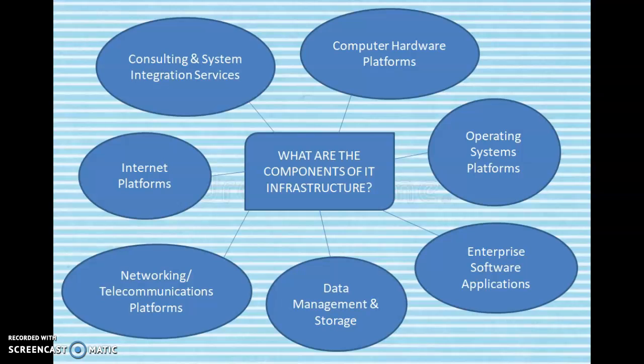Second is operating system platform. This platform includes platforms for client computers dominated by the Windows operating system and servers dominated by various forms of the Unix operating system or Linux. Operating systems are software that manage the resources and activities of the computer and act as an interface for the user.